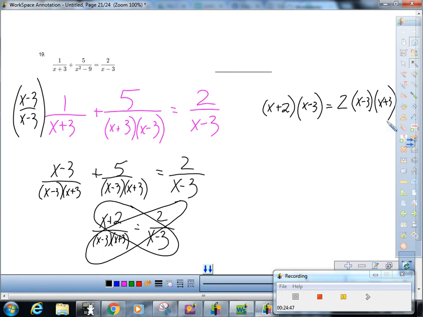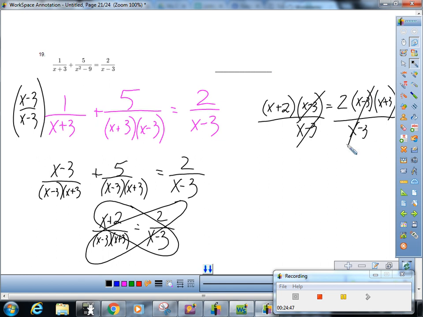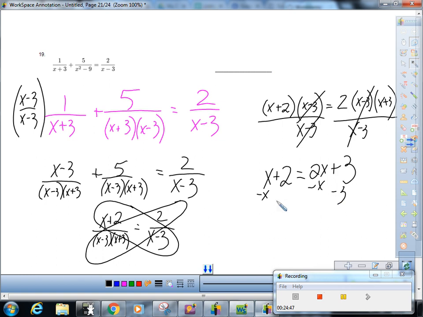Alright. Both sides have an x minus 3, right? So if you divide both sides by x minus 3, that cancels them. And you're left with x plus 2 equals 2x plus 3. Subtract x from both sides. Subtract 3 from both sides. And you get x equals negative 1. Let's test it. I'm going to stop the video. You should test it. Make sure you're right on the test. That's a long enough video. Thanks for bearing with me. Boom!